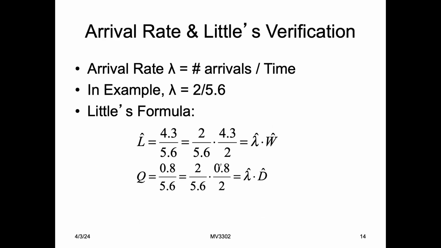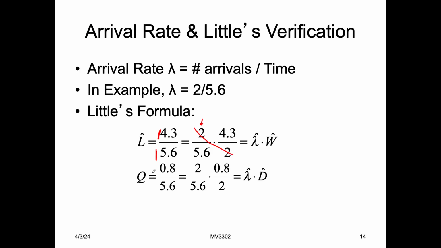So in our case, let's verify it. Remember the area under the number in the system was 4.3, and it ended at time 5.6. Lambda, our arrival rate, was 2 over 5.6, and the average delay in the system was 4.3 over 2. And look at this, the 2's cancel, and we get 4.3 over 5.6. In other words, this is exact.